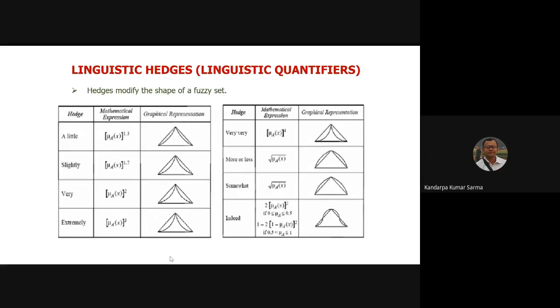So how will these look in the geometrical case? A little, mu A of x will take a power of 1.3, and the graphical representation will look like this. Slightly, mu A of x to the power 1.7. Very, mu A of x squared, that will be something like this. Extremely or very, very, mu A of x raised to the power 3. So these are some of the representations of how we can use the linguistic variables.